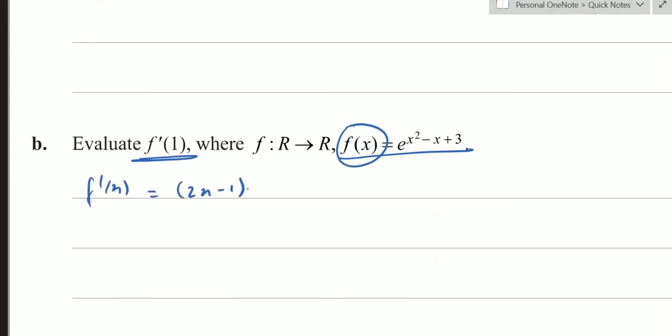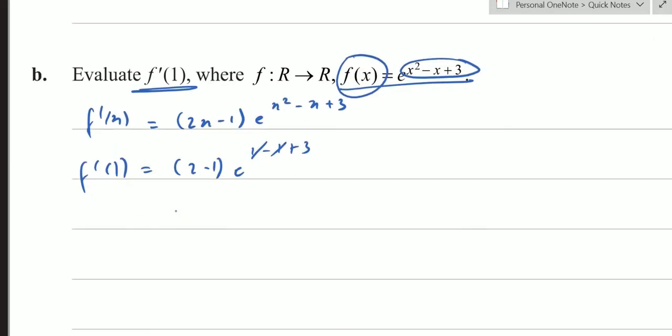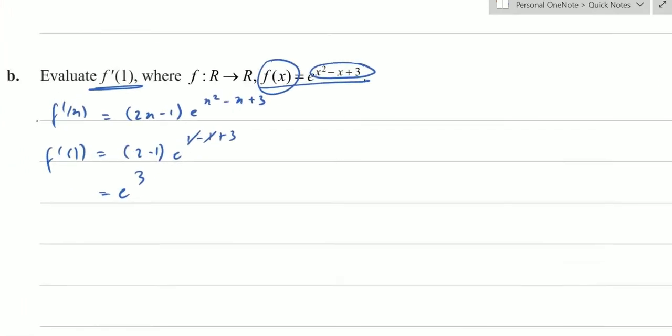And that would be using our chain rule. So we differentiate the inner function and then the outer function. So we have this one, x plus 3, and then for f'(1), you just put 1 in here. So 2 minus 1, e^(1 minus 1 plus 3). And the 1s cancel out, and you're just left with e to the 3. So for 2 marks, it was probably 1 mark for your f'(x) function and 1 mark for your answer.